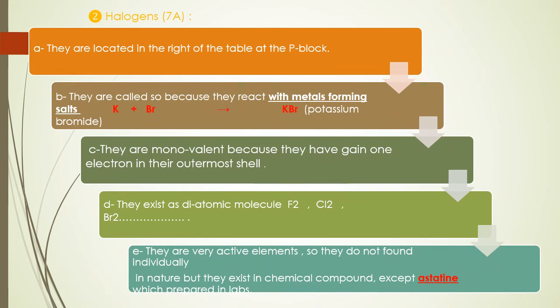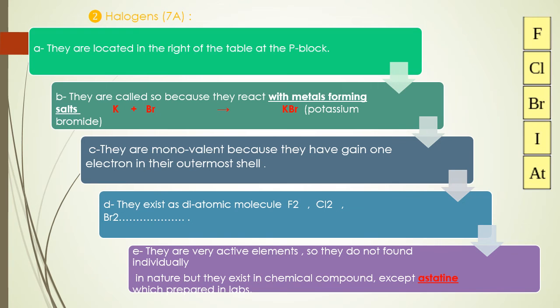group 7A, halogen. Number 1, we can find the halogens on the right-hand side of the periodic table in P block. They are called halogen because when they react with metal they give salt, and halogen means salt-former. Like potassium, when it reacts with bromine from 7A it gives potassium bromide. And they are monovalent because they gain 1 electron during the chemical reaction, they need 1 electron.